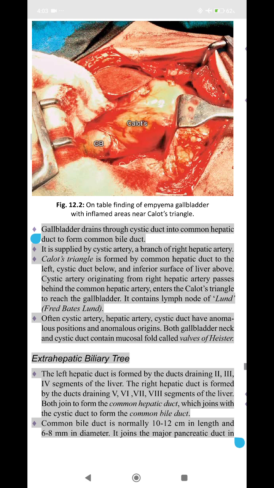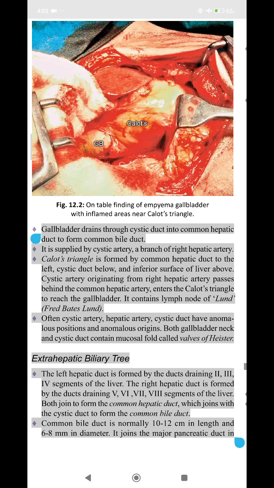Gallbladder drains through the cystic duct into the common hepatic duct to form the common bile duct. It is supplied by the cystic artery, a branch of the right hepatic artery. Calot's triangle is formed by the common hepatic duct to the left, the cystic duct below, and the inferior surface of the liver above. The cystic artery originating from the right hepatic artery passes behind the common hepatic duct, enters Calot's triangle to reach the gallbladder. It contains the lymph node of Lund.